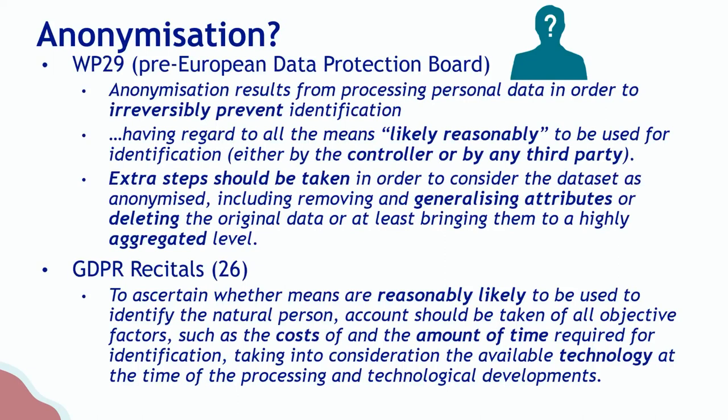Typically, there's insistence from data protection officers, for example, that in order to achieve a standard of anonymization, especially since this guidance is really about releasing data publicly, the data would typically be aggregated to a high level, and of course you've deleted the original identifiers, or at least you've generalized certain attributes in a way that would make the data not unique to an individual participant. Of course, this reasonably likely standard means you have to take into account certain factors. So the GDPR suggests you take into account the costs of re-identification, the amount of time, and the technology available at the time of processing, as well as technological developments.